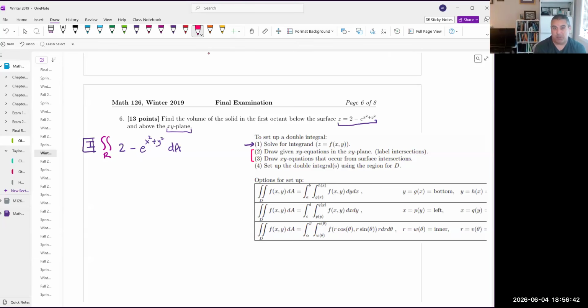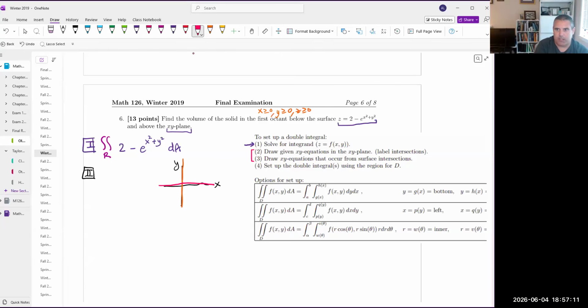The nice thing about chapter 15 is we have a very clear strategy for attacking these problems. A double integral needs a surface and a region. So the next thing I'm going to do is draw a region. Now, at first glance, did they give me any XY equations? They're hiding in there. First octant. X is greater than or equal to 0, Y is greater than or equal to 0, Z is greater than or equal to 0. So the only things they gave me were these two sides, which is not enough.